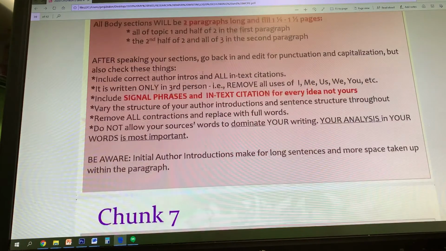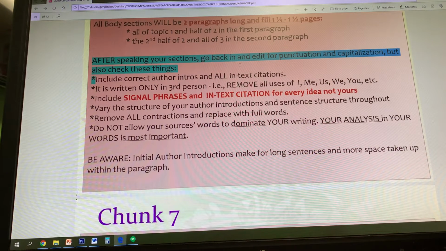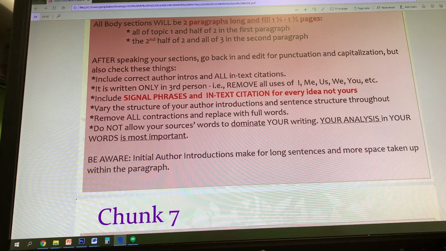Okay. So after speaking your section, you're going to go back and edit. You're going to look for punctuation, capitalization. You're also going to make sure you've got all of your author introductions done correctly. You're going to make sure that you have all of your in-text citations added in. You may not have done that when you were speaking. That's fine. Now you're going to do it.